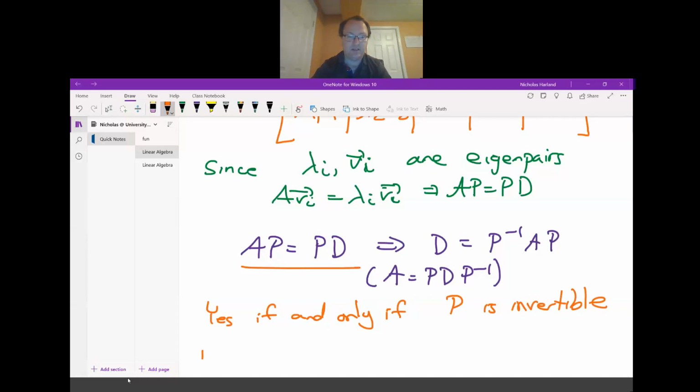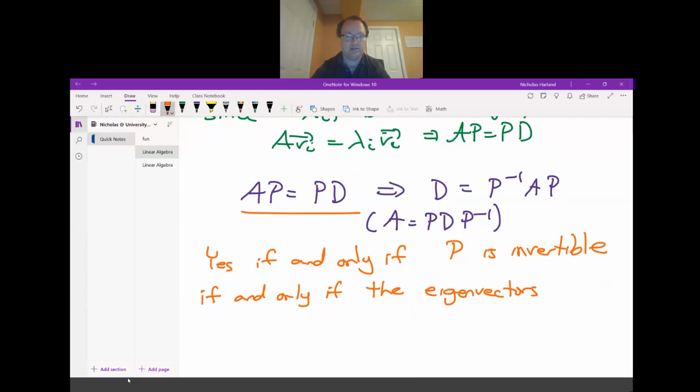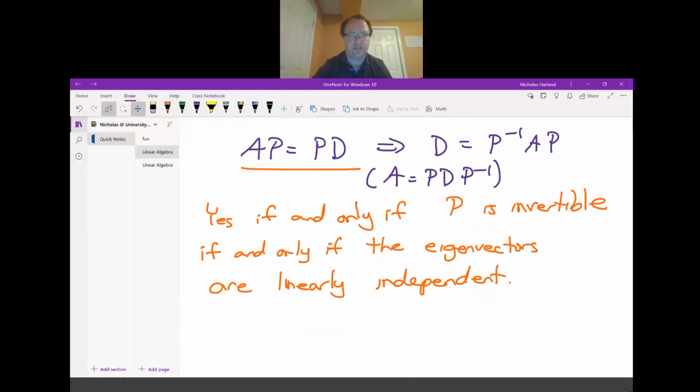And that happens if and only if the eigenvectors are what we call linearly independent. And you may have seen a full-blown video on linear independence. You might have seen just a little brief introduction to linear independence and stuff like that. And so, regardless, we have a couple rules that we can use for this. And we'll see them in our examples in class.